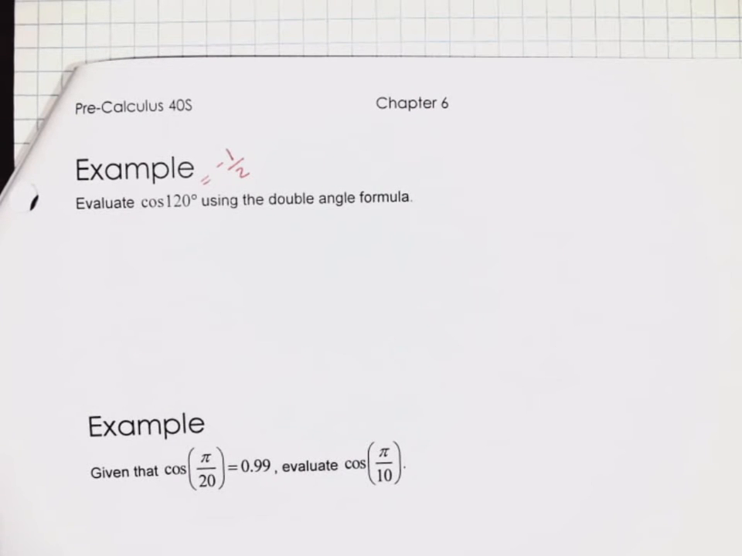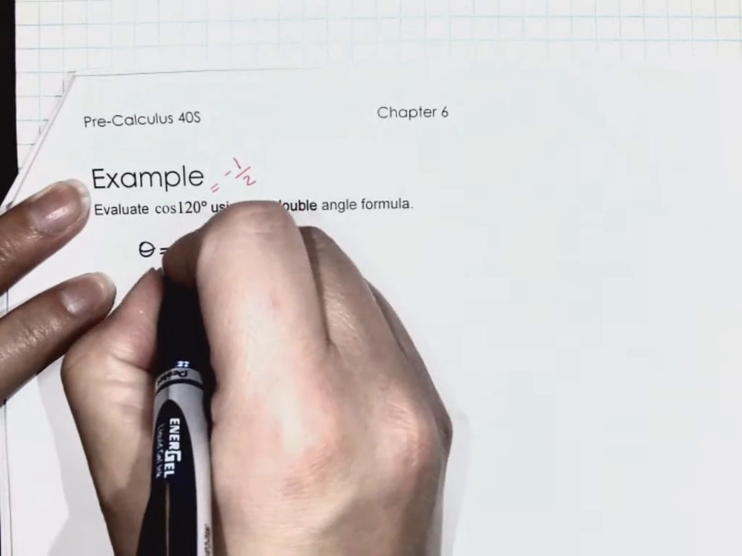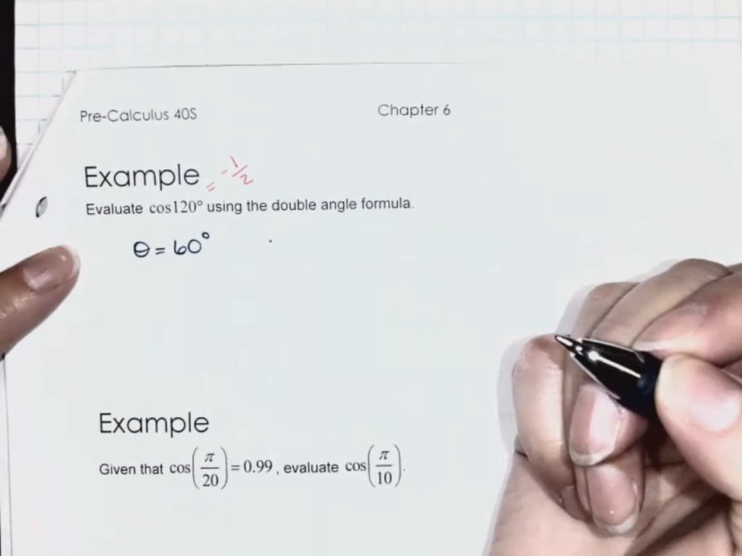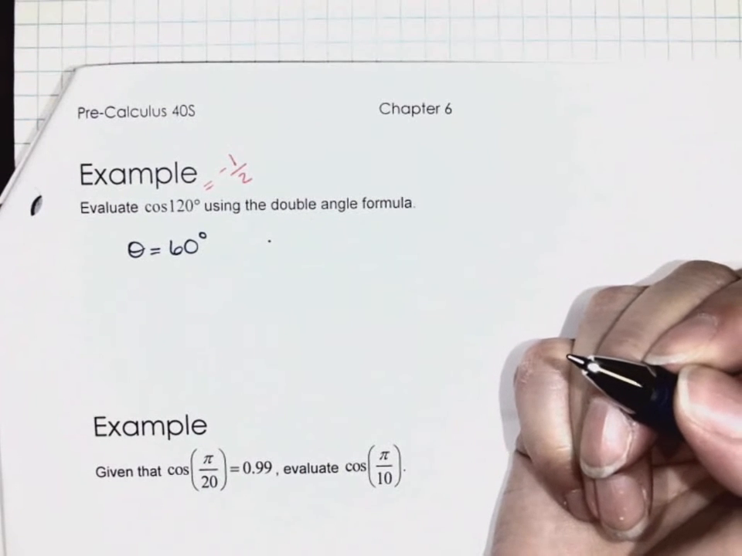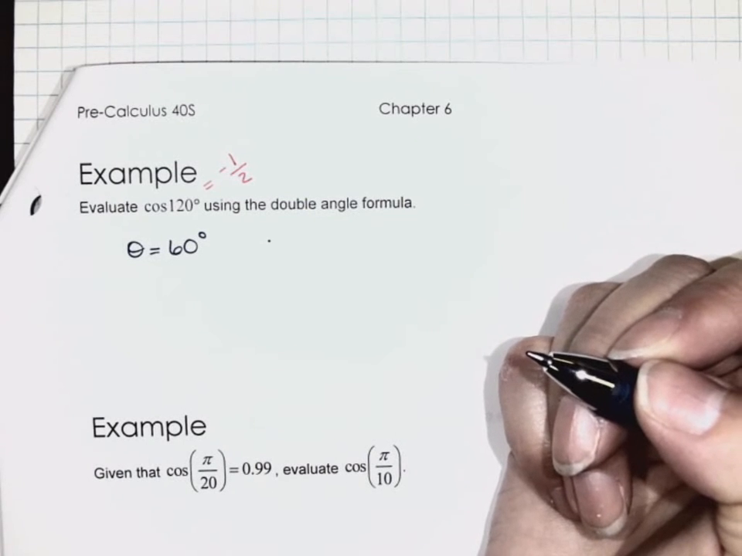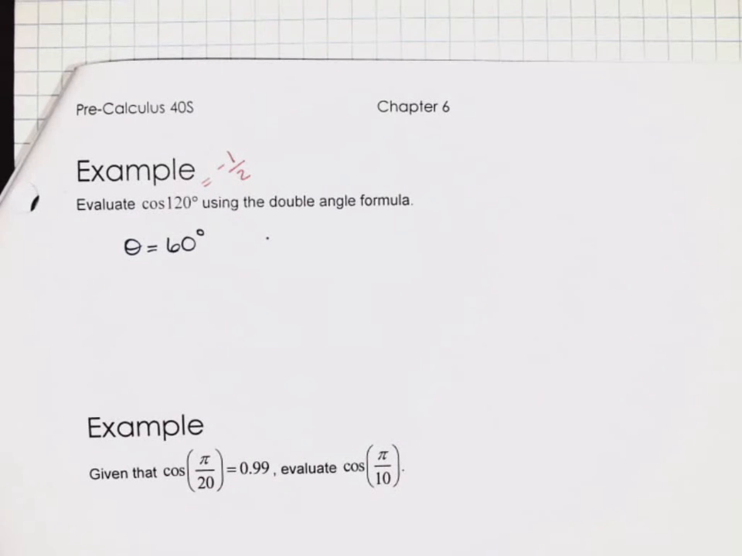Okay. So can 120 be divided by 2? What do you get? Okay, so that's theta. So theta in our double angle identity is going to be 60 because when we multiply it by 2, what's it going to be? 120, and that's the angle that we want. Everybody understand how this works? Okay, what are we evaluating? Cosine. So we have 3 options here, ladies and gentlemen. Which one would you like?